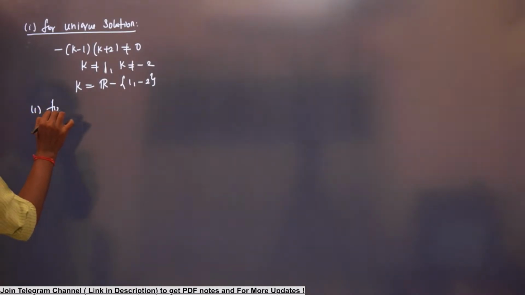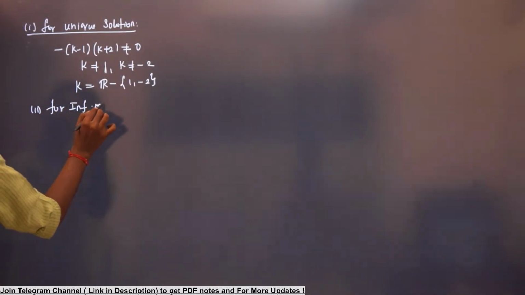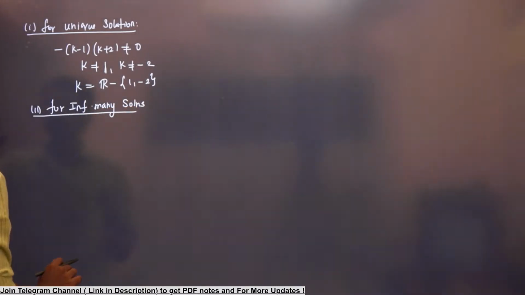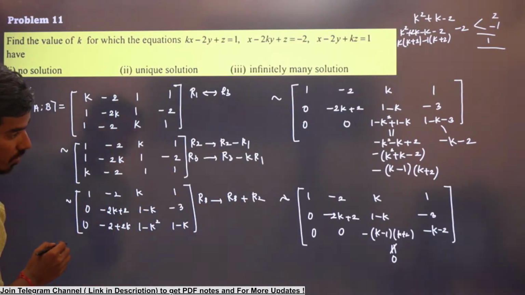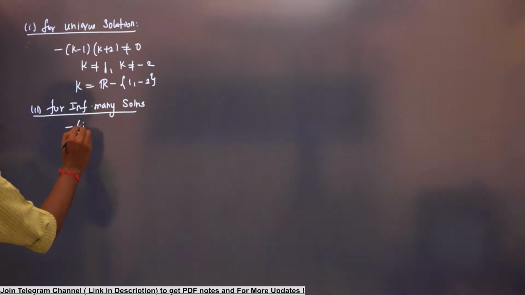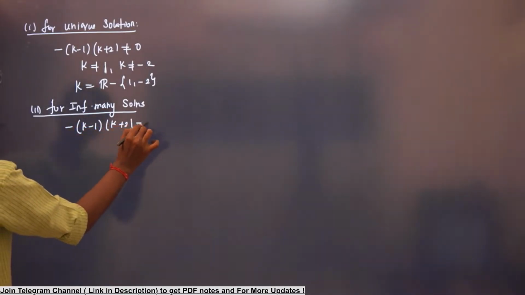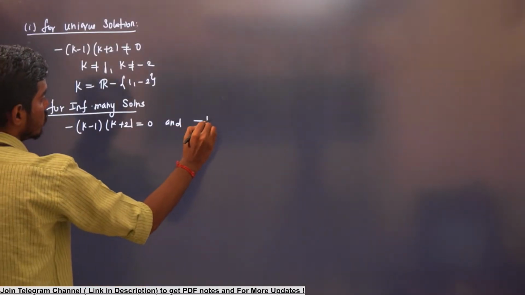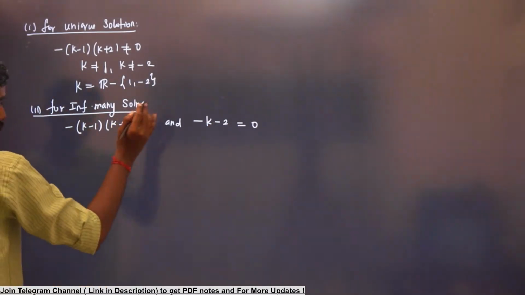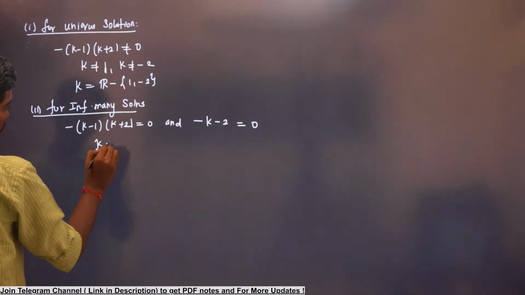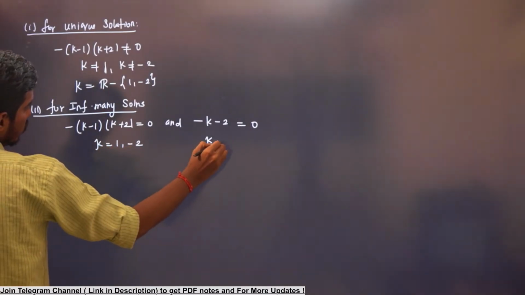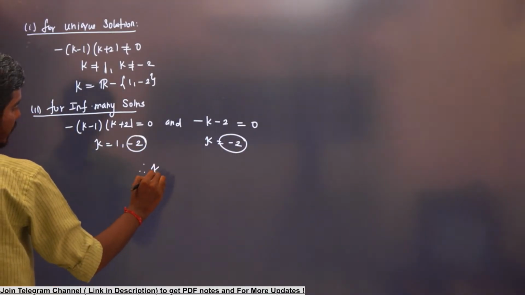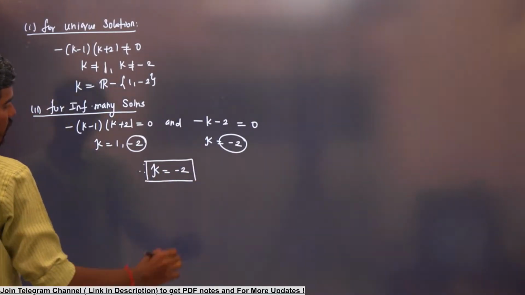Now, for infinitely many solutions, both the terms have to be 0, right? Minus of k minus 1, k plus 2 has to be 0, and minus k minus 2 has to be 0. So both have to be 0. This will be 0 when k is 1 or minus 2. This will be 0 when k is minus 2. So minus 2 is common. So if k is minus 2, then this will have infinitely many solutions.